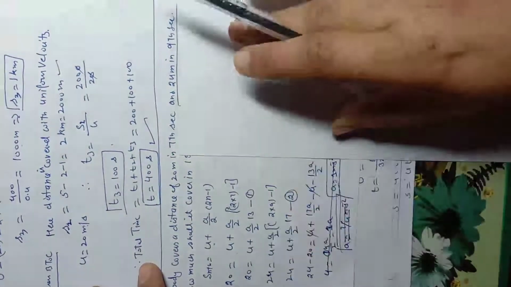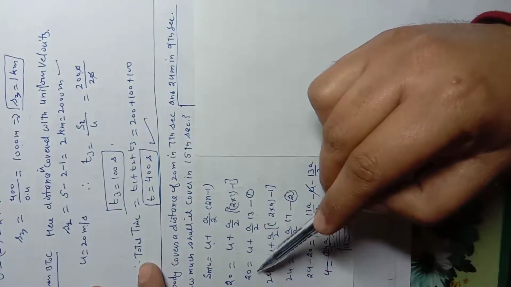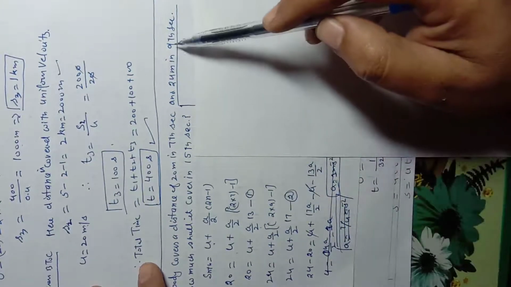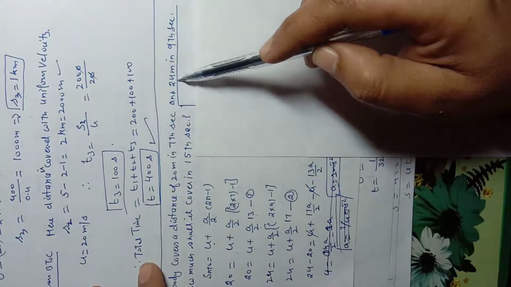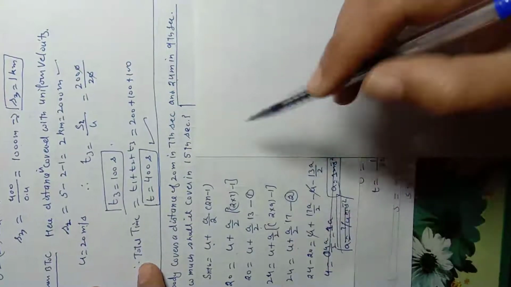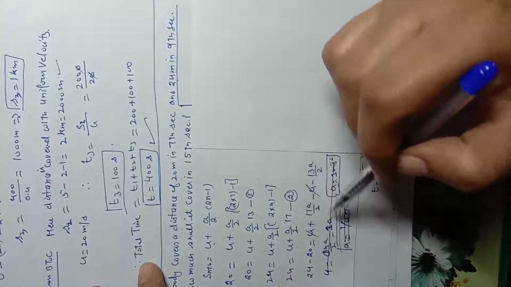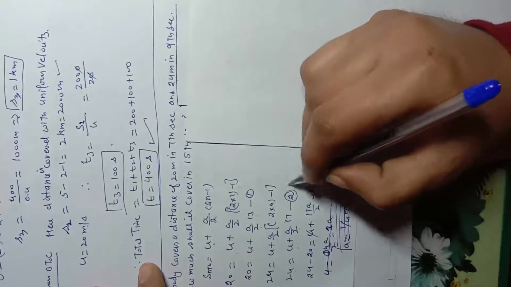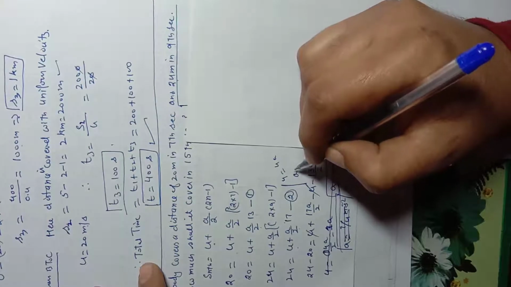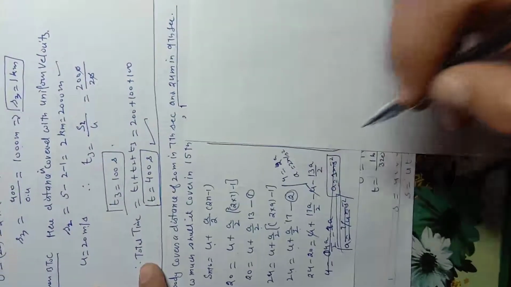Distance covered is 20 meter in the 7th second, so n is equal to 7. We substitute the values of n and S nth, and we have the equation 20 equal to u plus a by 2 into 13. For the second case, n is 9 and distance covered is 24 meter, so we have the equation 24 equal to u plus a by 2 into 17. We subtract the first equation from the second, and after solving we get 4 equal to 2a, or acceleration is 2 meter per second square.